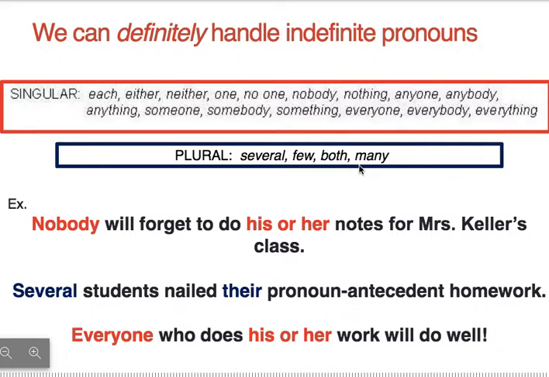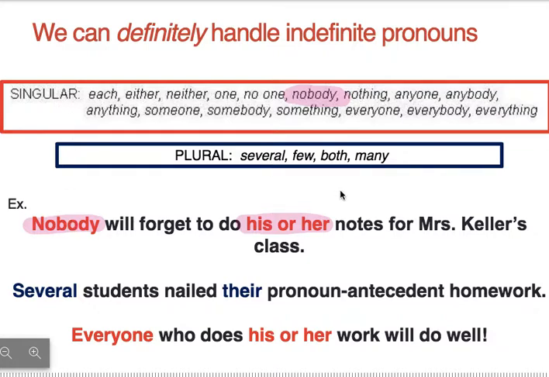Some examples. Nobody will forget to do his or her notes for Mrs. Keller's class. So nobody is our antecedent. This is a singular indefinite pronoun. So nobody, we can think of it as no body, no singular body, will forget to do his or her notes. The common error would be to say their notes for Mrs. Keller's class. But again, that would be incorrect because nobody is singular.